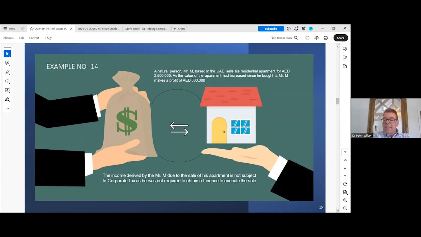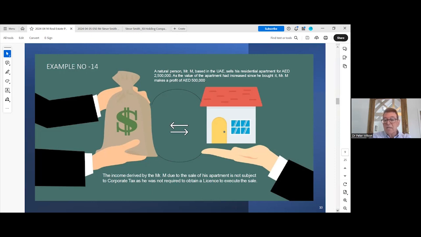Well, the more I look at this example, the more I wonder whether the persons who wrote this example in the guide really understand the law, because they're saying here it's not taxable because he didn't require a license to execute the sale. Well, having a license to execute the sale is irrelevant. He would need to have a license to carry on an activity, and the sale would just be an incident in the activity.